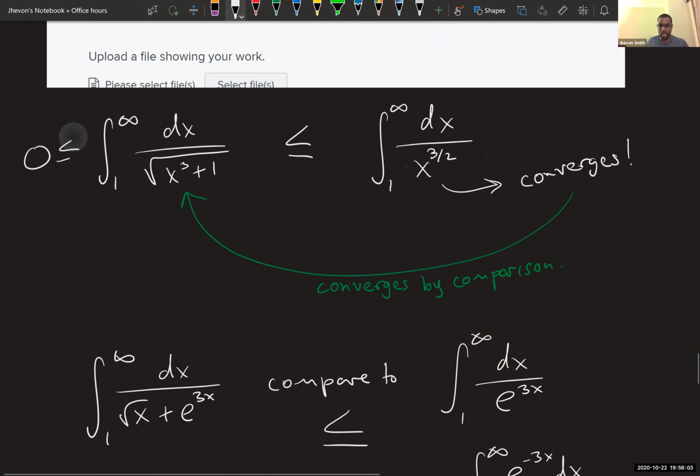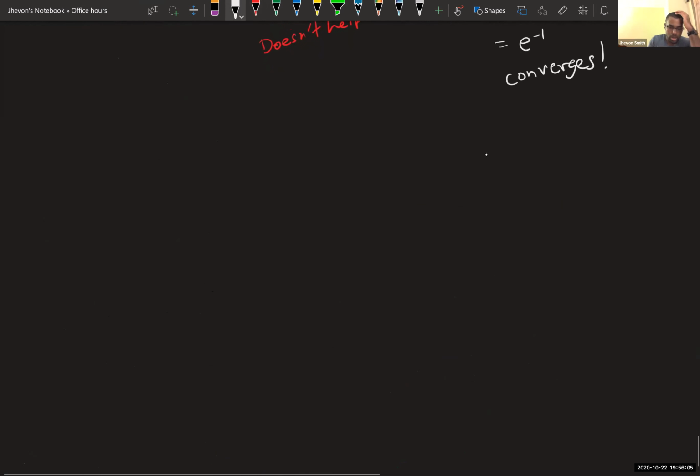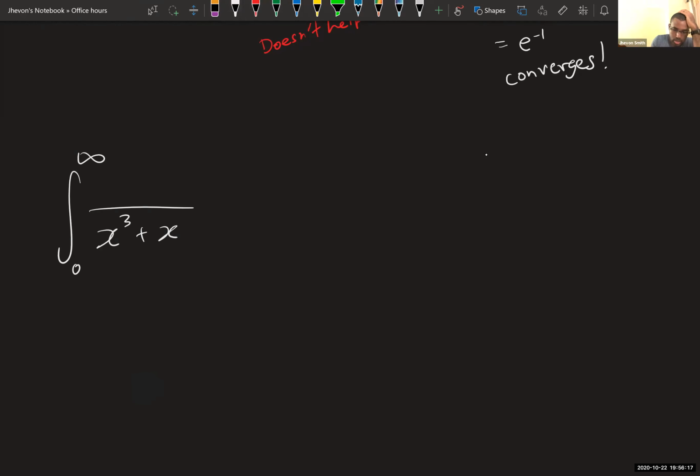Now let's go back to the earlier question. It was x cubed plus x, was that it? It was the integral from 0 to infinity of x over x cubed plus 1. And you did it in the notes. I just don't understand it. Okay, well let's do it again. What did we do?